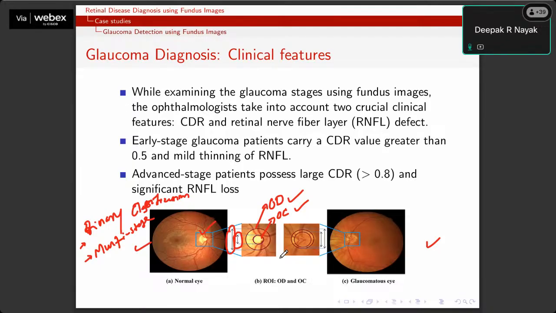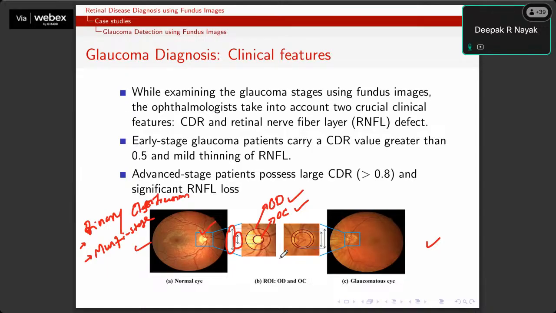But the only problem here is that getting annotations of those multi-stage data is really a difficult task, even for the ophthalmologist, right? We don't have such a data set in our country, but fortunately we have got a few data sets from other hospitals which are publicly available. And we are also in the process of collecting a few samples, in collaboration with some of the hospitals, to validate our approach.